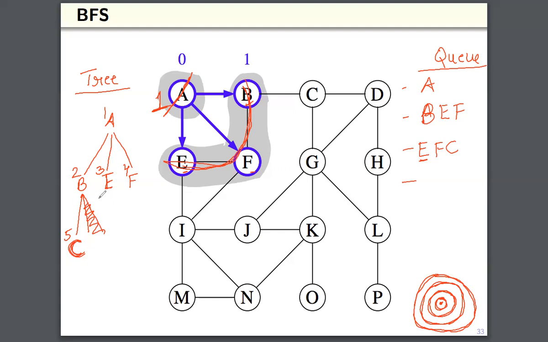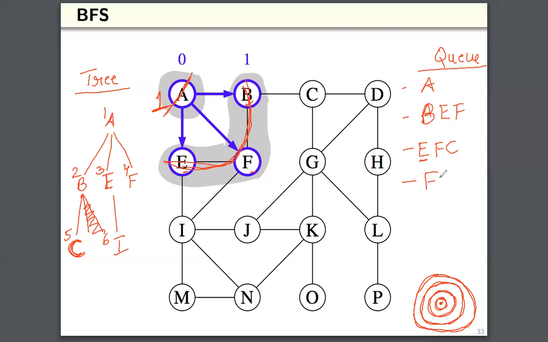So what about E? What are the child nodes of E? A, F, and I. A is visited, F is visited, I gets 6. What about F? B is visited, A is visited, E is visited, I is visited. So nothing, right? Nothing.